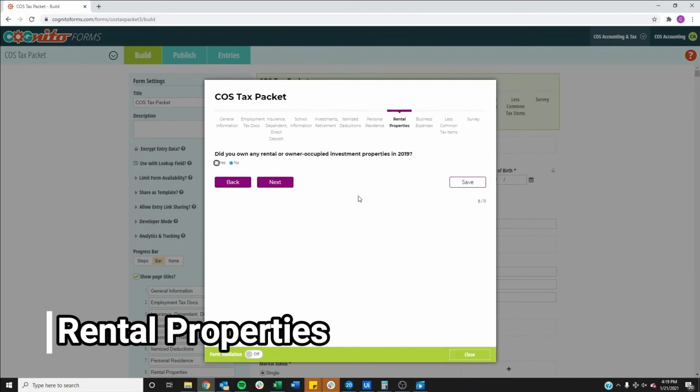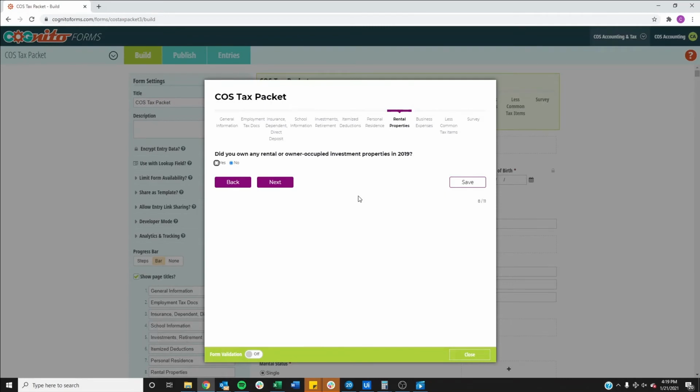This section covers rental properties and their expenses and income. So for those of you who do not have a rental property, or you do not have an owner occupied property where you lived in the home and then rented out a portion of it to a roommate or something, you can just skip on to the next section.